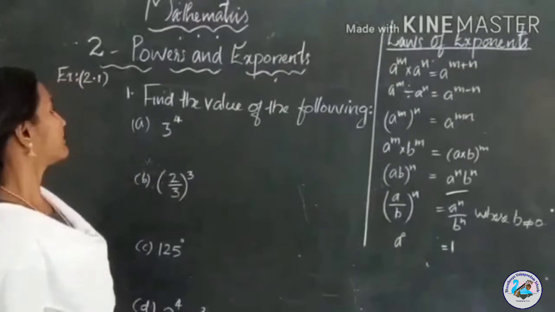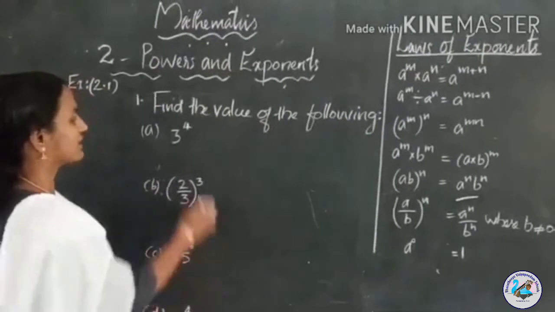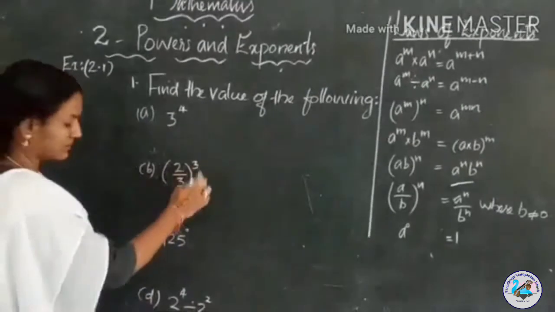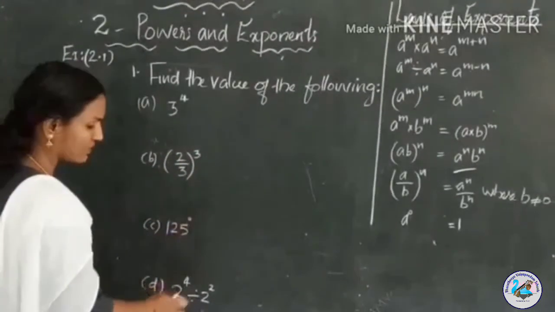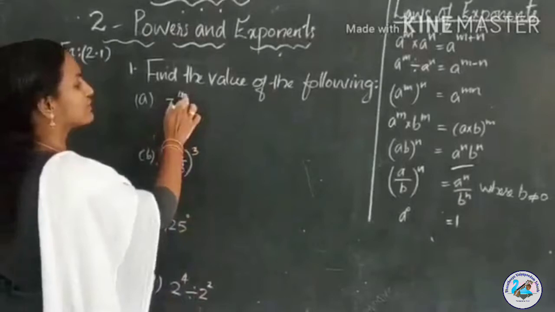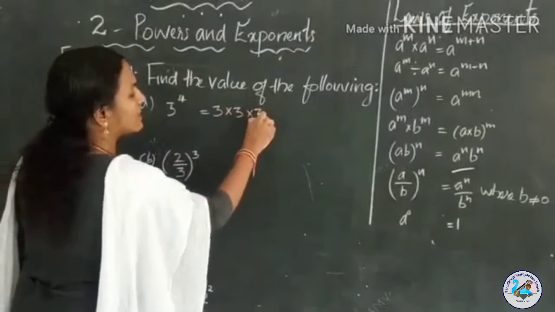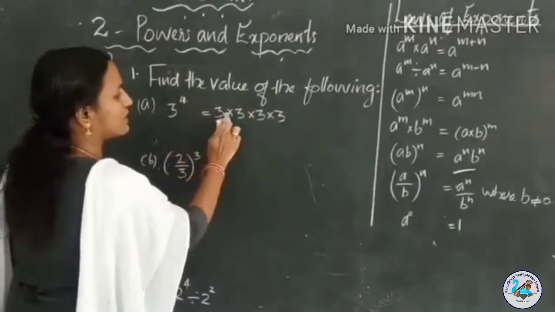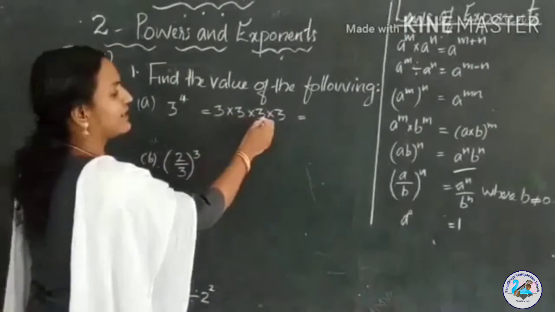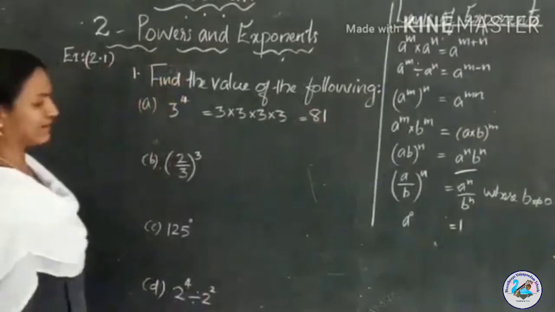Now move on to the first question from exercise 2.1. Find the value of the following: 3 raised to 4, (2 by 3) the whole cube, 125 raised to 0, 2 power 4 divided by 2 square. First question, 3 raised to 4. We have to expand it: 3 into 3 into 3 into 3, 4 times. 3 3s are 9, 9 3s are 27, 27 into 3 is 81. The answer is 81.